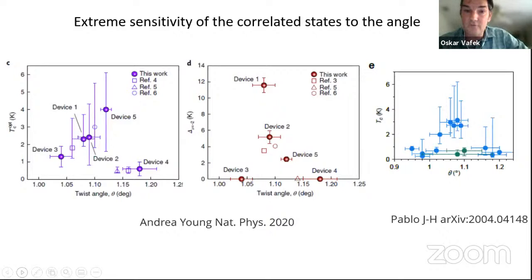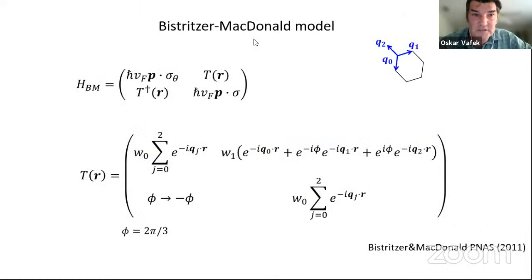To proceed, we're going to use the Bistritzer-MacDonald model that has been mentioned by Andrei and Pablo in the previous talks. This is a continuum model which has already dispensed with the information about the microscopic underlying carbon lattice, and the only excitations which are kept are the excitations in the vicinity of the Dirac cone. And this is partly the answer to the question that was asked before and Pablo answered, namely, what about commensurate versus incommensurate angles? At this level of the long wavelength continuum theory, there is no difference between commensurate and incommensurate angles.